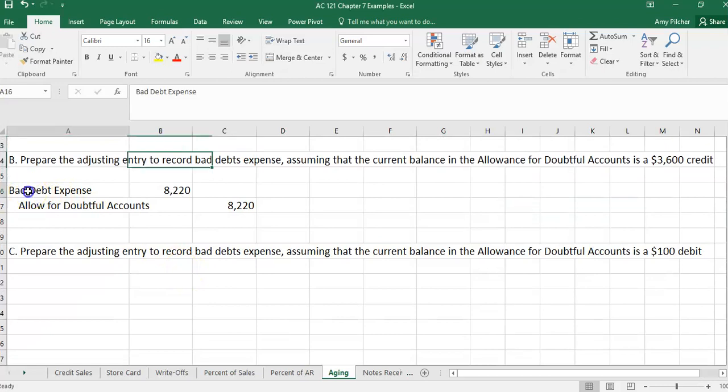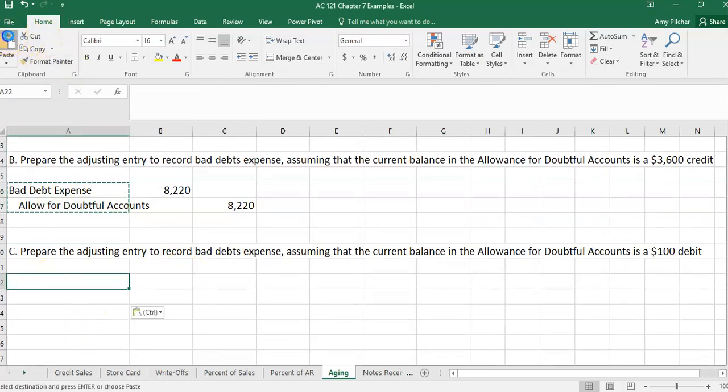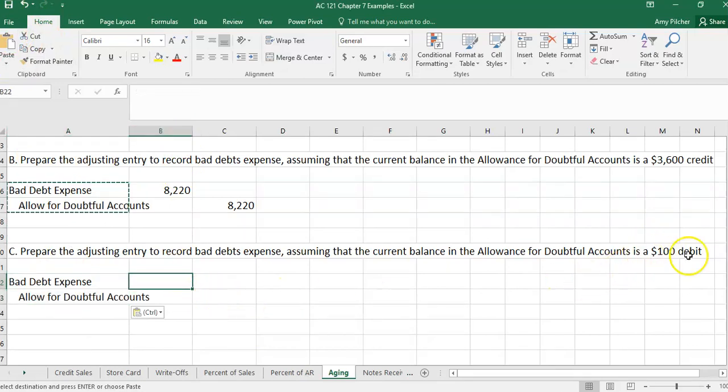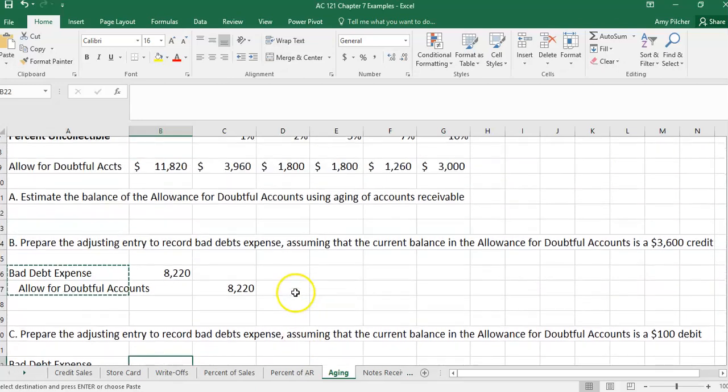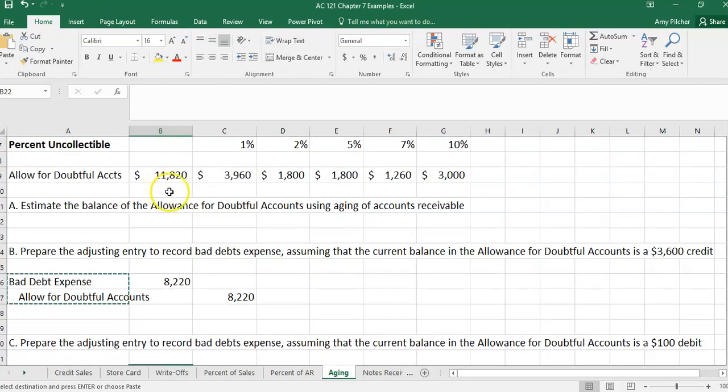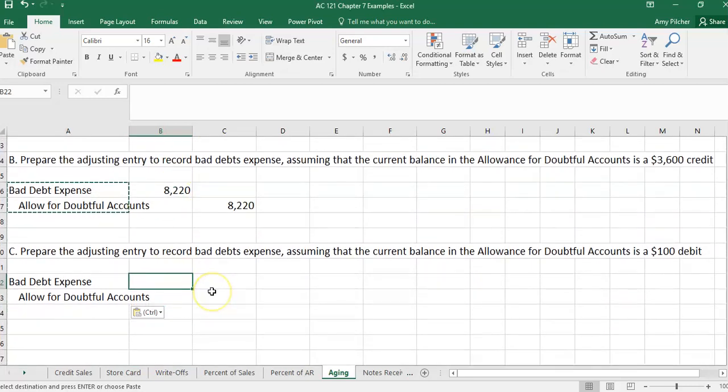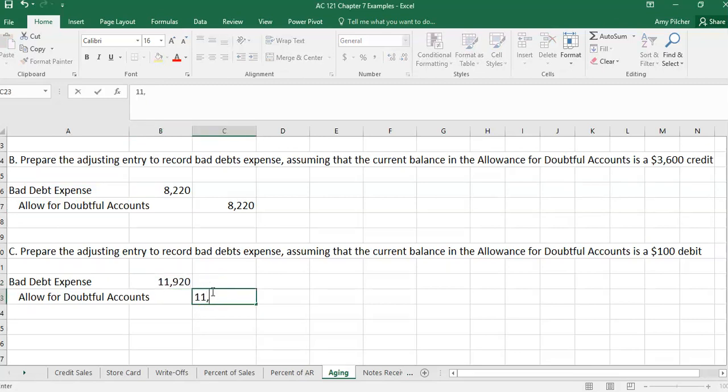The next question says, what if instead we had a debit balance? Well, again, we need to record whatever happens to get us a final balance of $11,820. So in order to do that with a $100 debit balance, we need our transaction to be for $11,920.